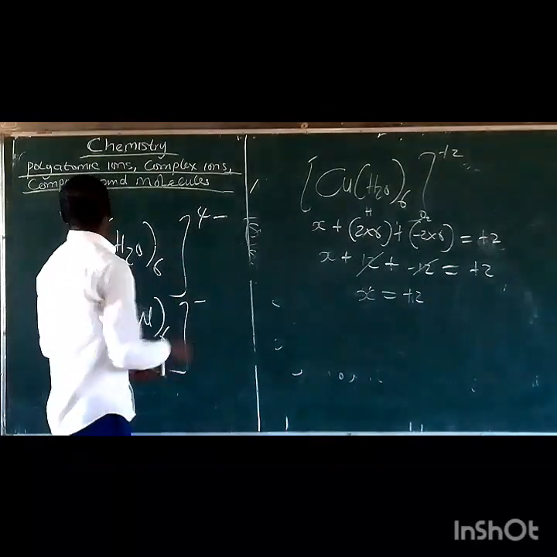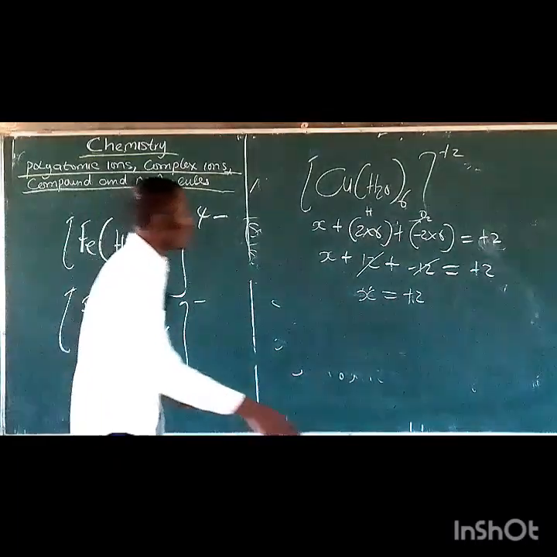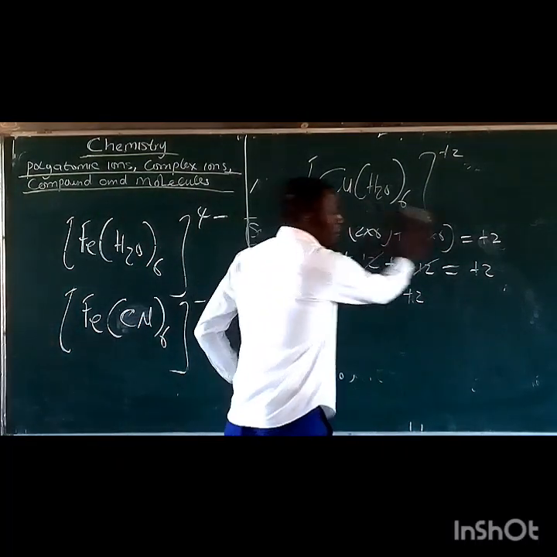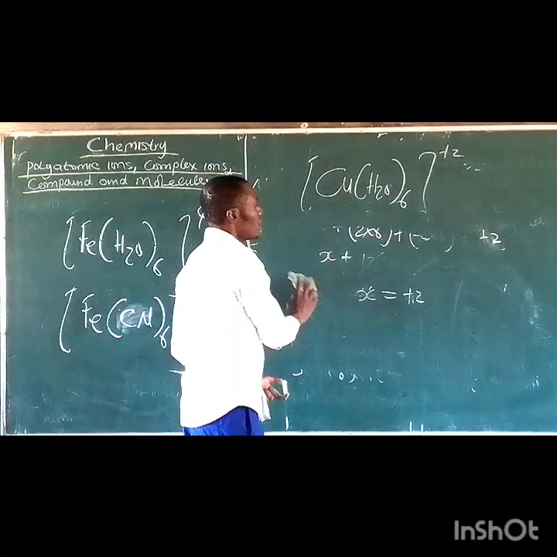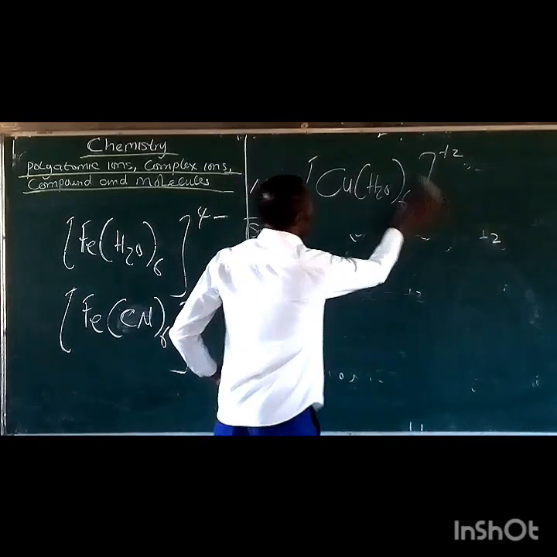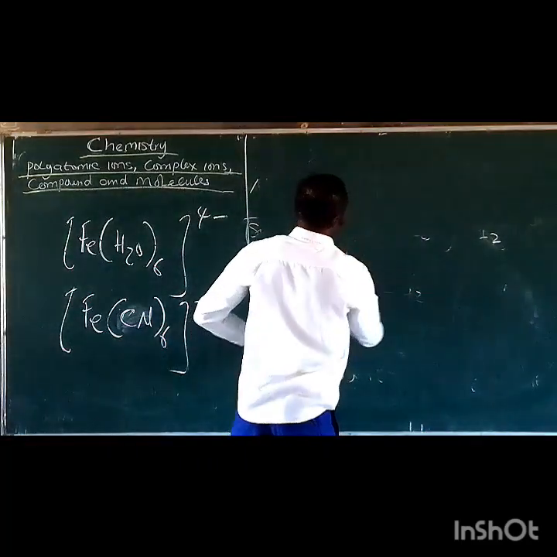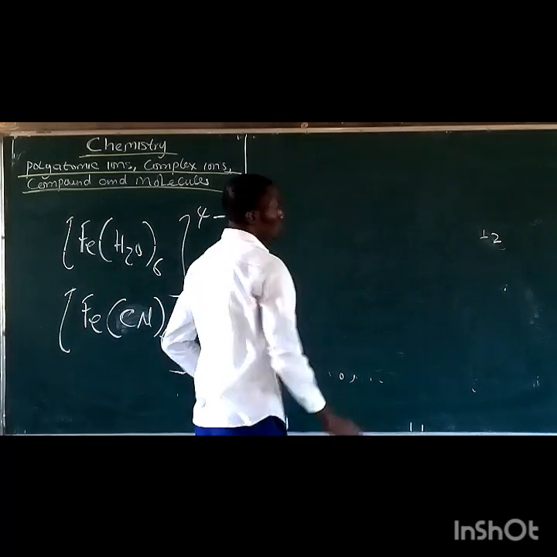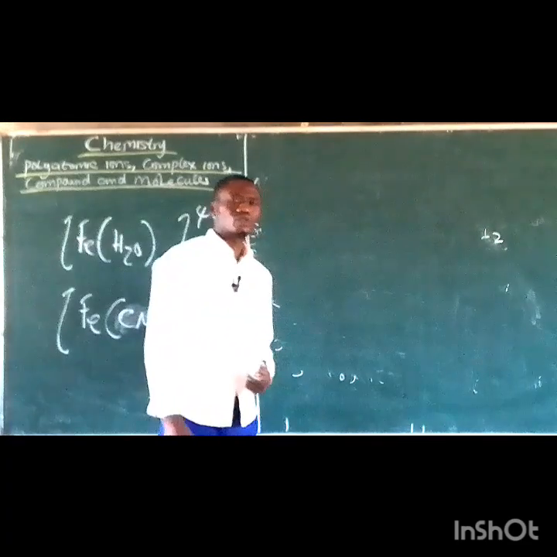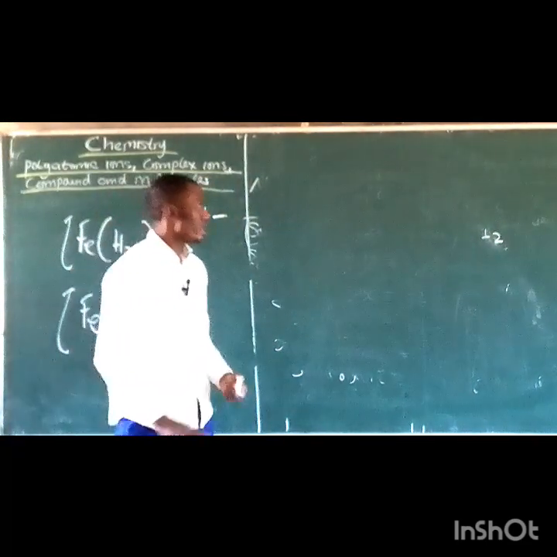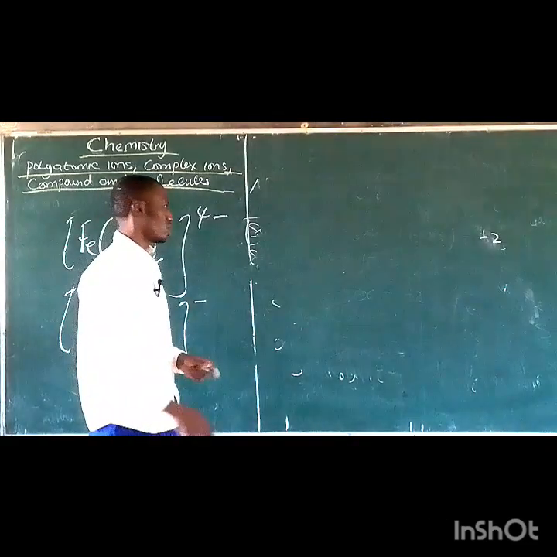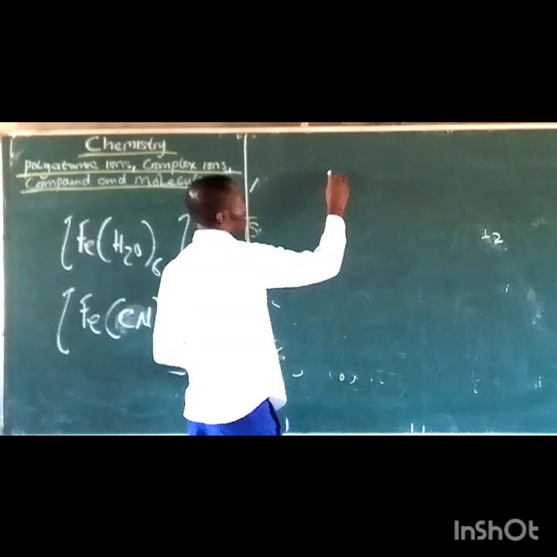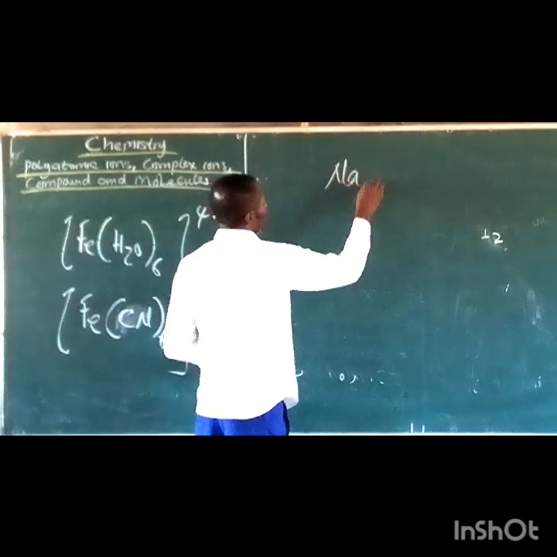So let's go to the compound. Compound is very easy. What's a compound? A compound is simply the combination of two or more atoms of elements in a definite proportion. Now we have this compound. Let's say this is sodium chloride.